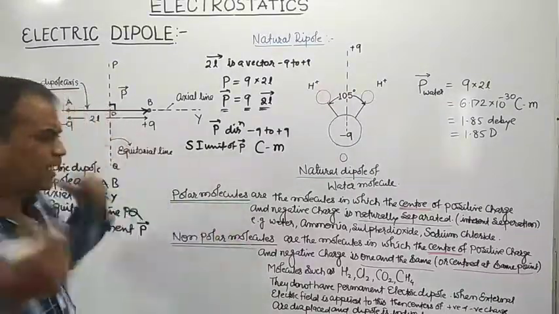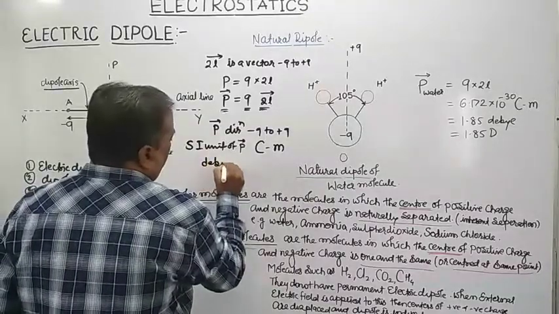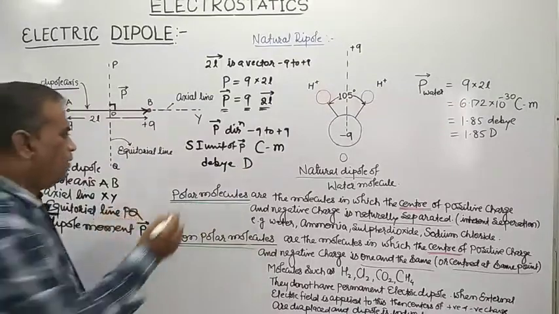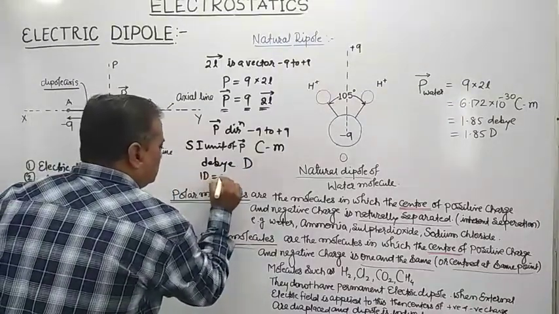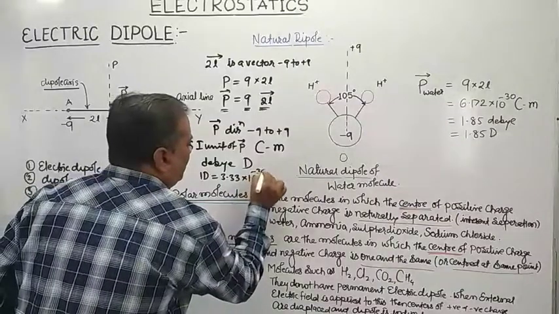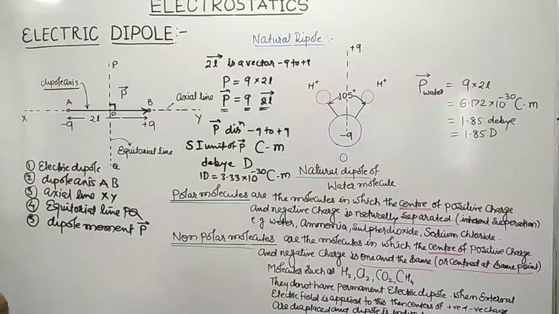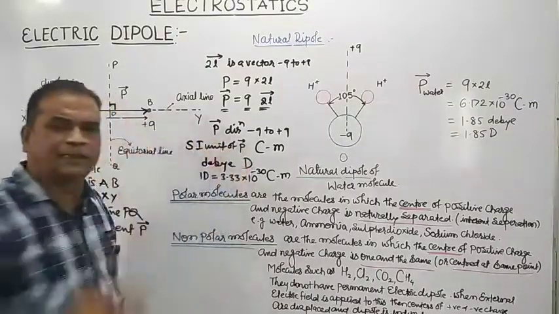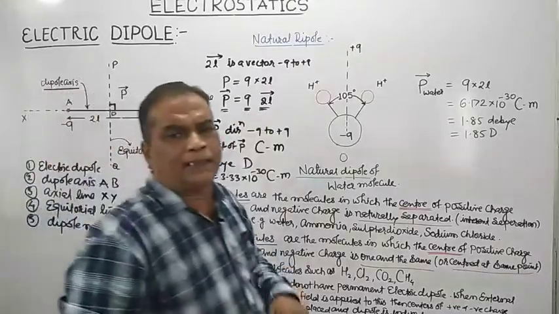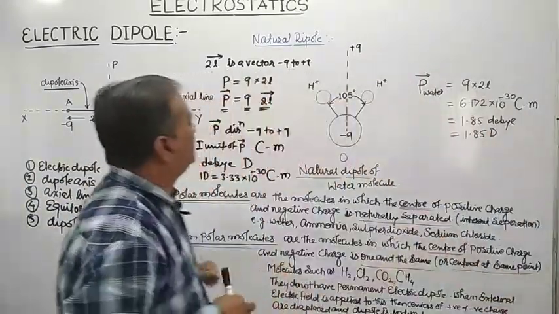There is one more unit, known as the debye, and it is denoted by the capital letter D. 1 debye is equal to 3.33 into 10 to the power minus 30 coulomb meter. So this is all about the electric dipole moment.